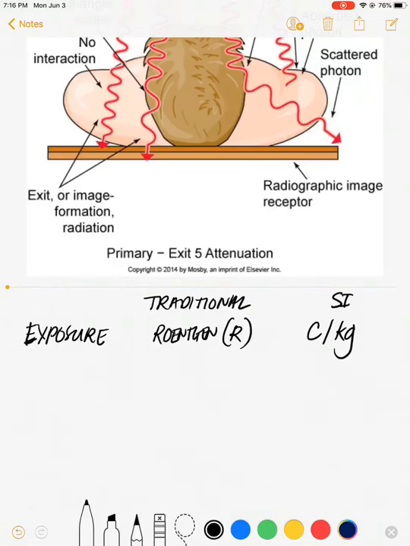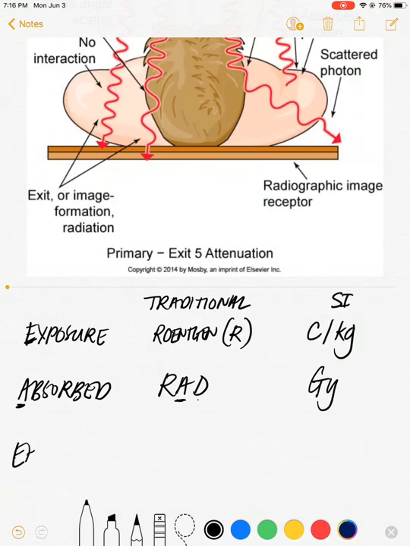Okay? The next one is absorbed. Absorbed traditionally was called rad. It's the radiation absorbed dose. And the SI unit now for rad is gray. Now to remember this, Casey said it best when she said Gray's Anatomy is a rad show. So gray is rad. Also remember the A in rad is for absorb.